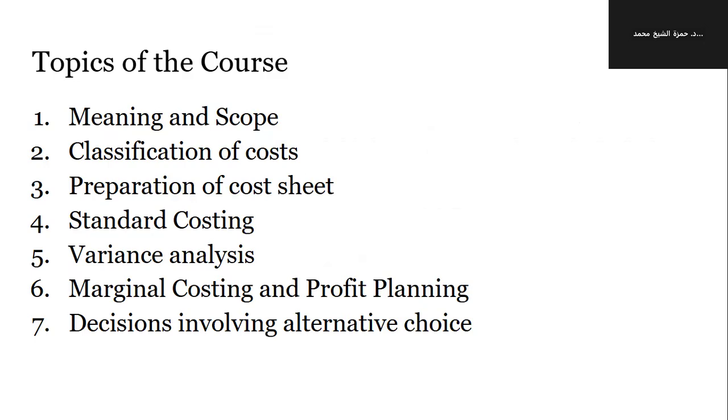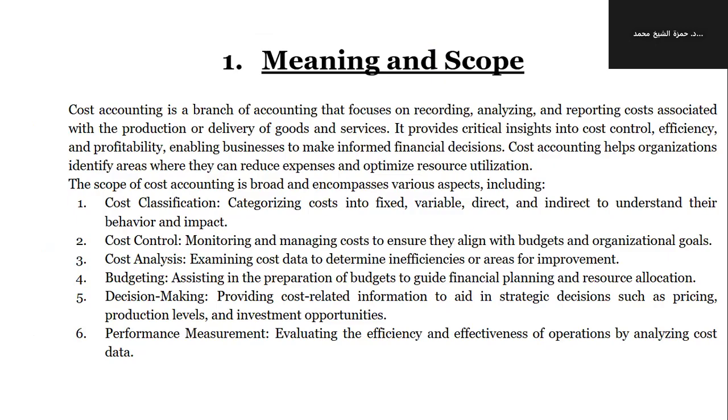Number one, meaning and scope. Number two, classification of costs. Three, preparation of cost sheet. Four, standard costing, variance analysis, marginal costing, and profit planning. And the last topic will be about decisions involving alternative choices. Let us begin with the meaning and the scope of cost accounting.